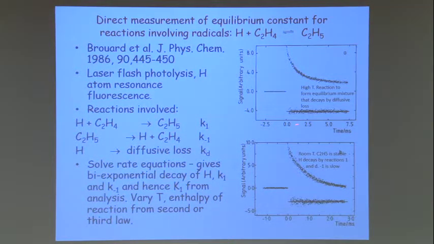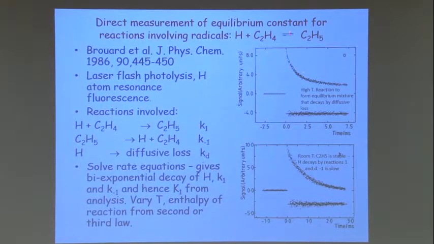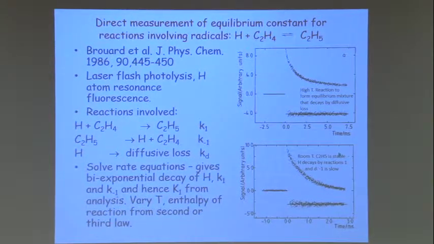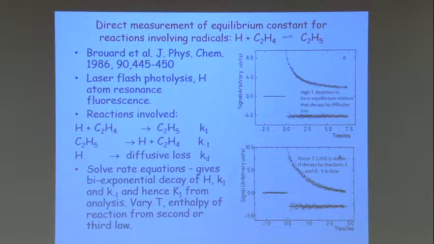And so there's the decay at room temperature, which is pretty exponential. Here's the decay at high temperatures, which is bi-exponential. And so from this, you can get the forward and the reverse rate constants. And from that, you can get the equilibrium constant and treat it in exactly the same way as we discussed in the previous slide.